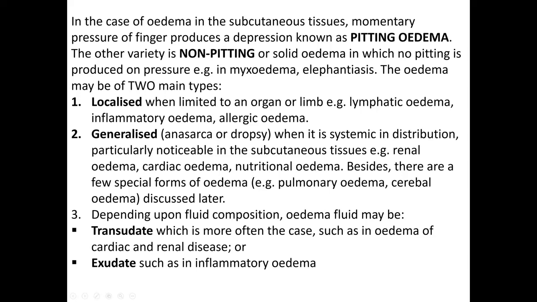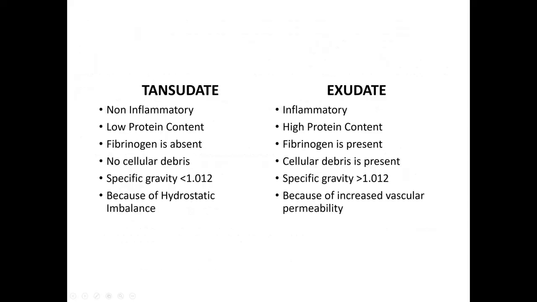Besides this, there are a few special forms of edema like pulmonary edema and cerebral edema, which we are going to discuss in the later part of the discussion. Depending upon fluid composition, edema may be transudate or exudate. Transudate, which is more often the case as in the edema of cardiac and renal disease, whereas exudate is an inflammatory edema. Now, an important examination question: differences between transudate and exudate.